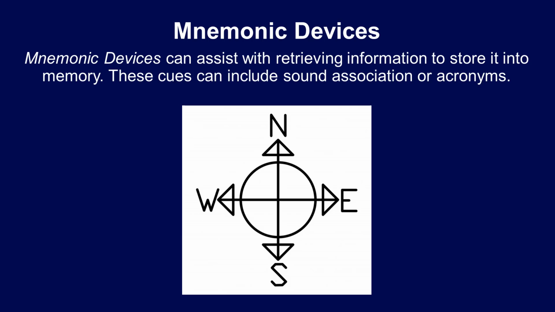Mnemonic devices can be used during instruction to assist with retrieving information to store it into memory. Cues can include sound association or acronyms. Think of Roy G. Biv for the colors of the rainbow, or Never Eat Sour Watermelon for the clockwise designation of the directions on a compass: north, east, south, west.